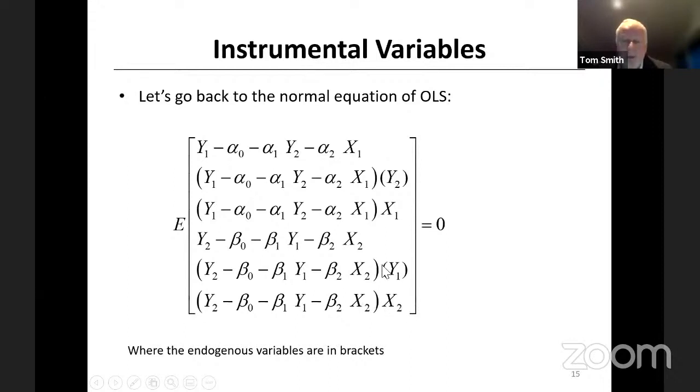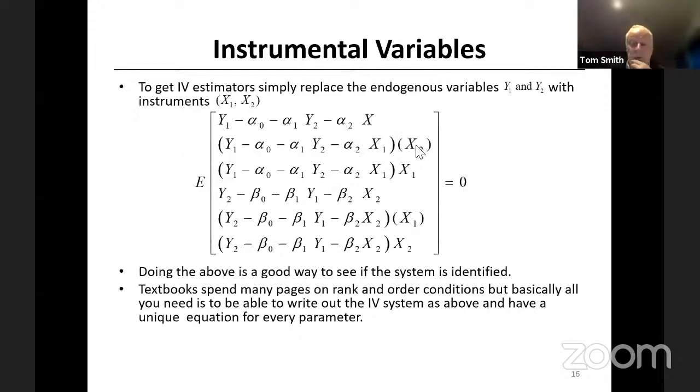So you notice that the two endogenous variables here, y2 and y1, I've got them in circles. We can't have them there, right? Because we know that they're correlated with the error. So we have to replace them. What we're going to do is replace the endogenous variables with exogenous ones. Instead of y2, we'll put in x2, the exogenous variable. Instead of y1, we'll put in x1, an exogenous variable.